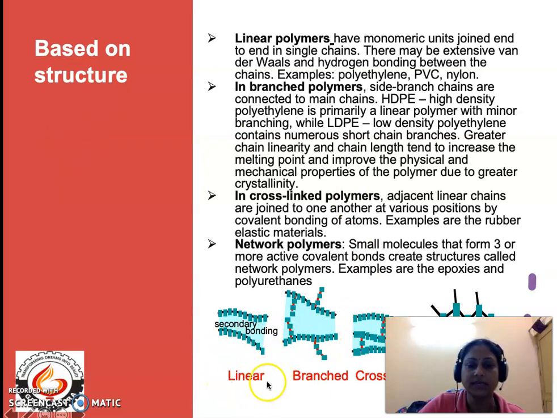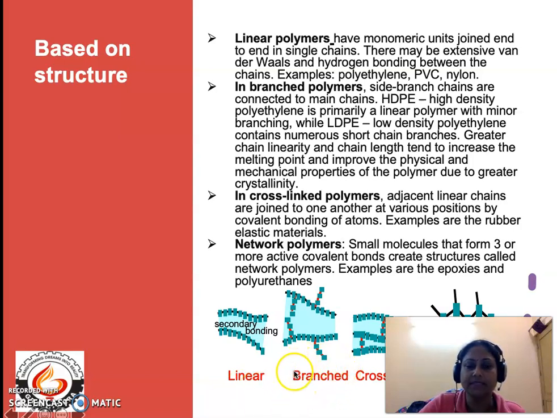So under this linear structure, you see that the monomeric units are joined to each other end to end to form a single chain. Now the green dots represent the monomers, and there is extensive van der Waals force or hydrogen bonding between the chains. The examples of polymers exhibiting the linear structure are polyethylene, polyvinyl chloride, polystyrene, nylon, etc.